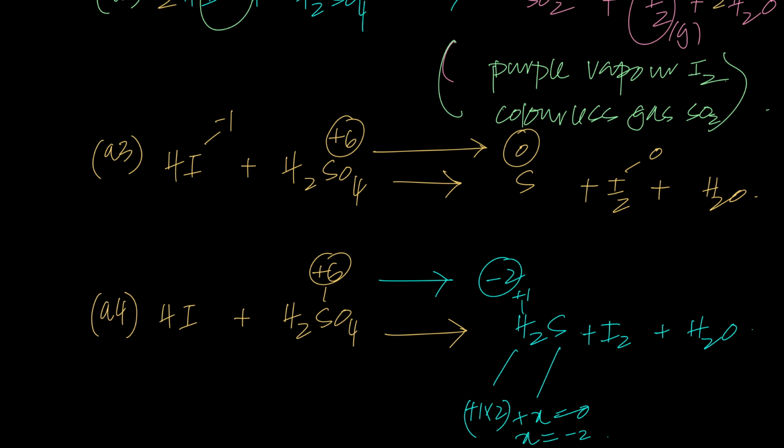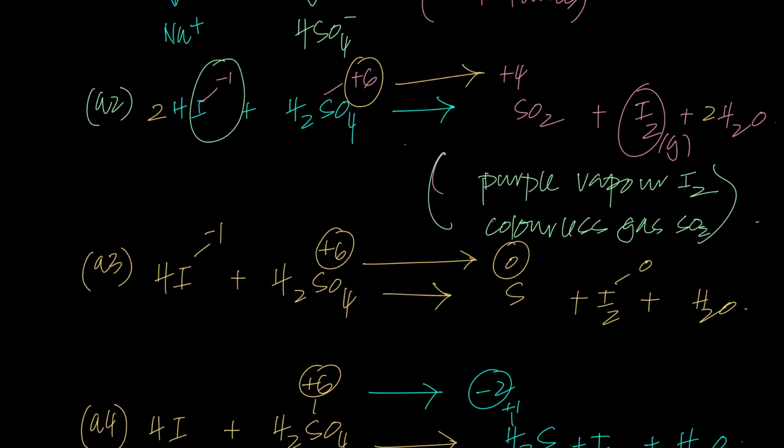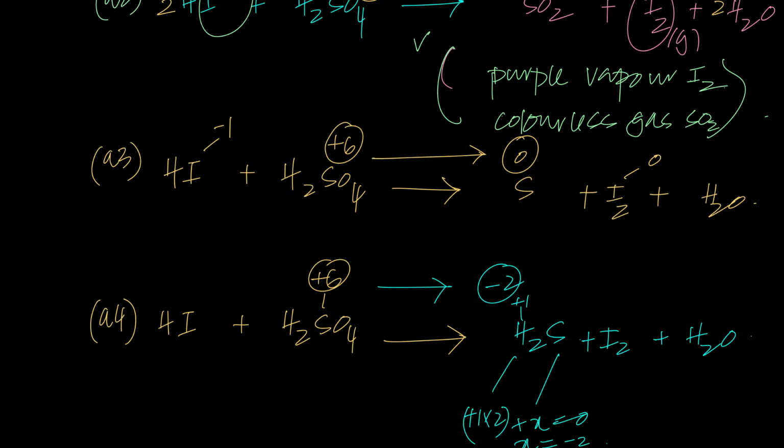And so these are my beautiful reactions. If I were to balance them, please listen for the balancing. Balancing sometimes becomes a little difficult. So in A2, it took it to +4. Then in A3, it can also go from +6 to 0. And so what's the observation here? Sulfur is a brittle yellow solid. If you see a yellow solid, know that HI has taken sulfuric acid from +6 to 0. A yellow solid forms, and because you have I2, you also see purple vapors forming. So purple vapors and yellow solid.